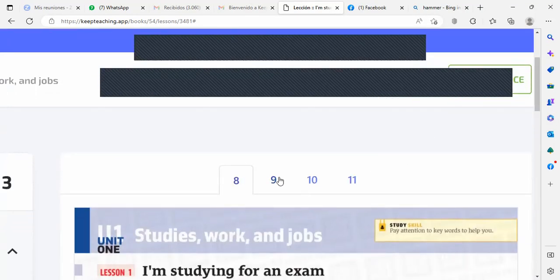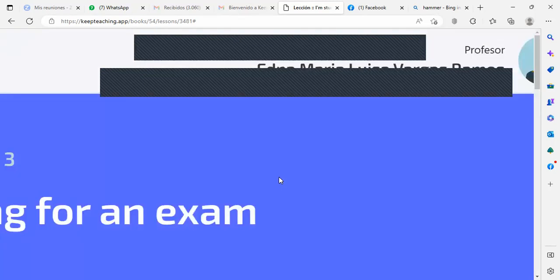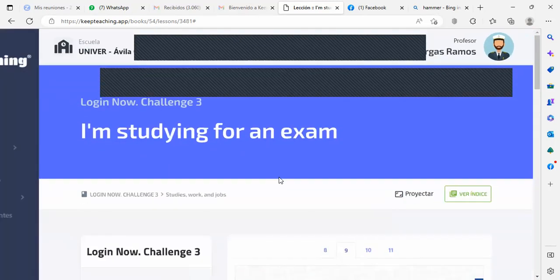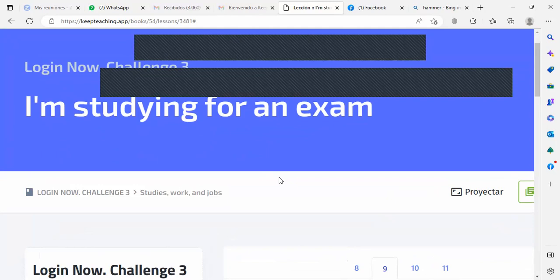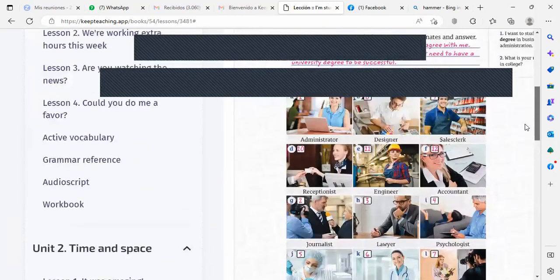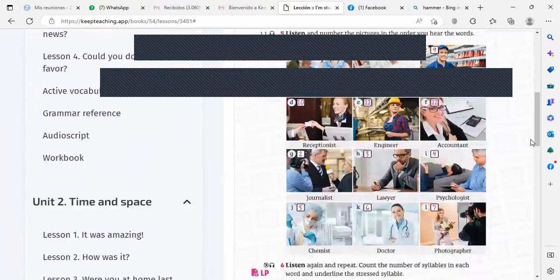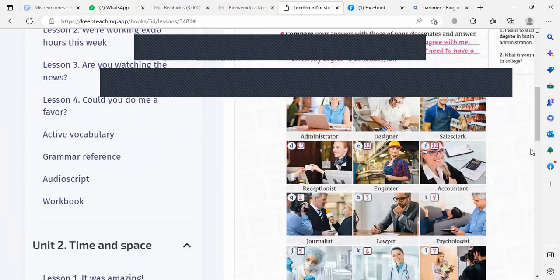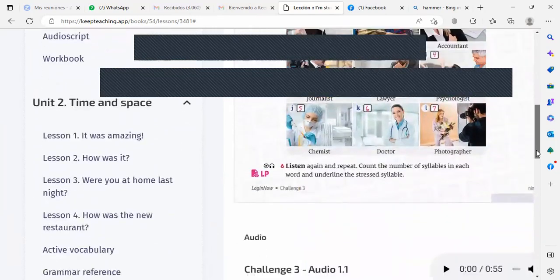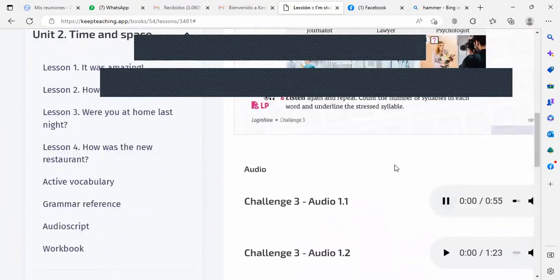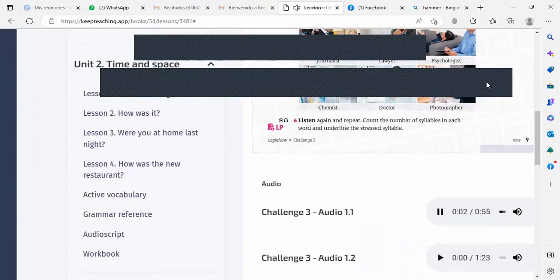Great job, everybody. Now we already read. Ya leímos, chicos. Fue la primera parte de la clase. Ya decimos la parte speaking. Ahora vamos con la parte de listening. Necesito que pongan mucha atención al audio que está relacionado con these pictures, okay? The pictures that you have to order about the correct word of each profession. So please listen. Exercise 5. Listen and number the pictures in the order you hear the words.